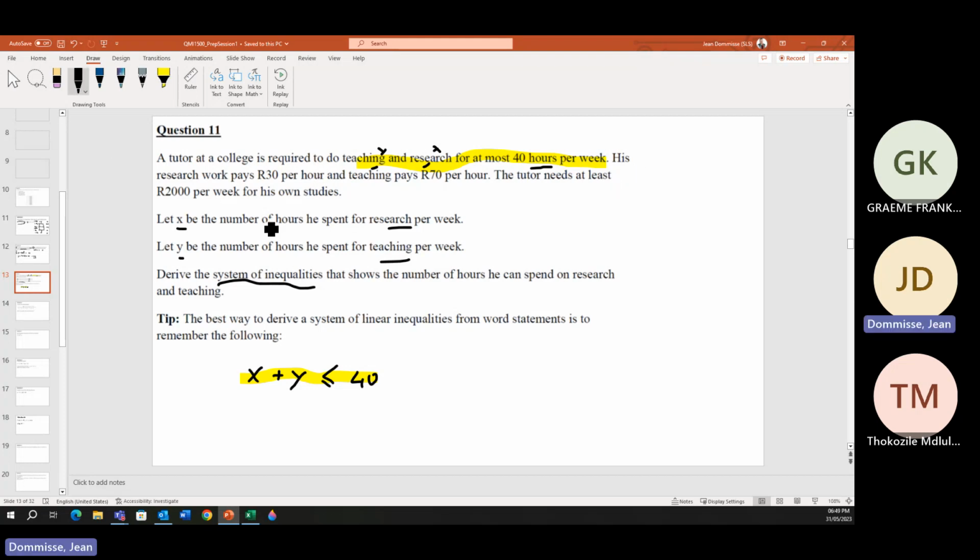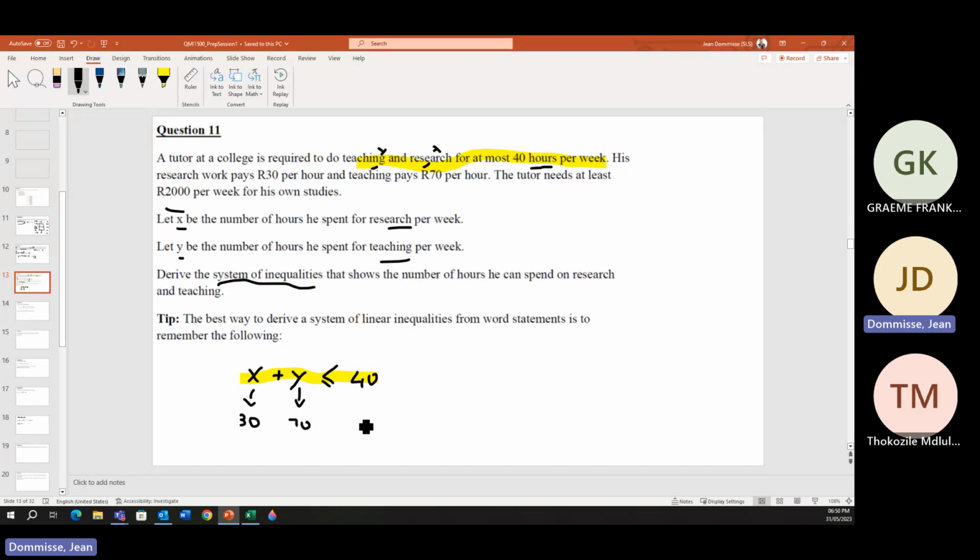So that is the first equation that we did. Then his research work pays 50 Rand per hour. So research is X and pays 50 Rand per hour. Teaching pays 70 Rand per hour. The tutor needs at least 2,000 per week for his own studies.